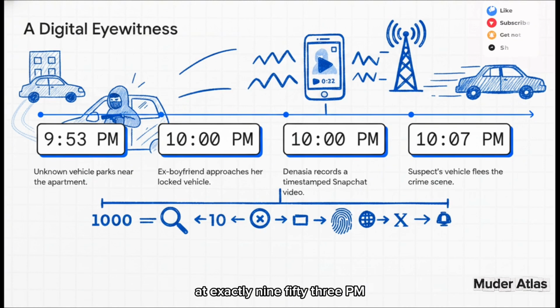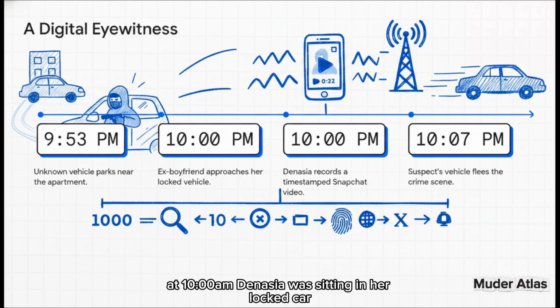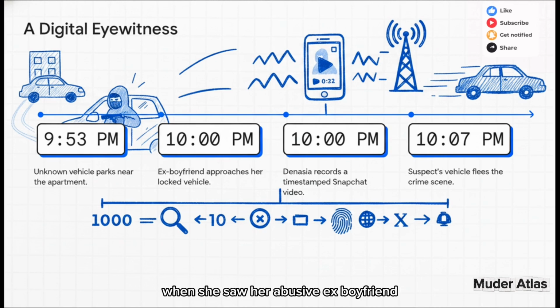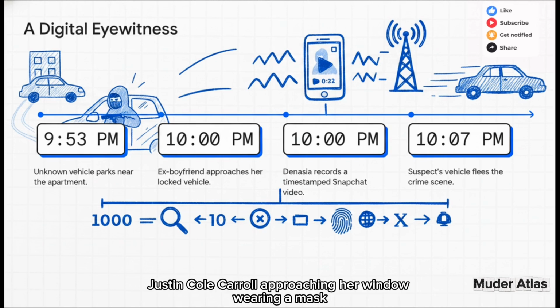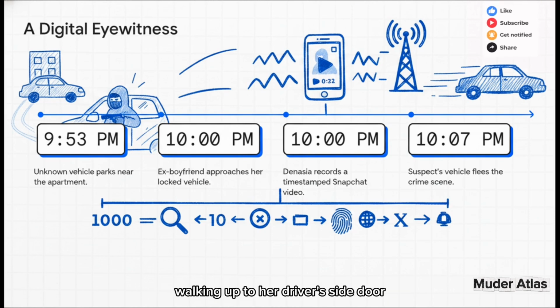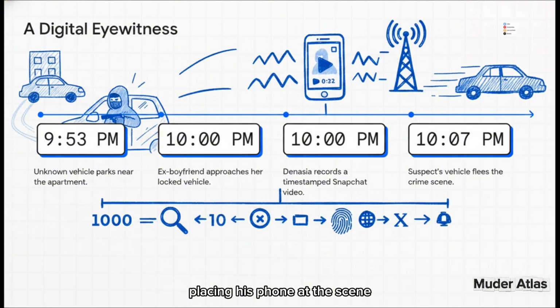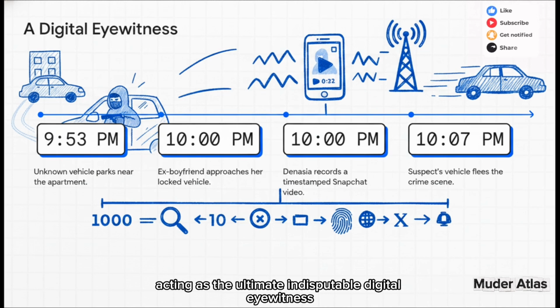At exactly 9:53 p.m., an unknown vehicle parked near her apartment. At 10 p.m., Denasia was sitting in her locked car when she saw her abusive ex-boyfriend, Justin Cole Carroll, approaching her window wearing a mask. Before he opened fire, Denasia managed to pull out her phone and record a Snapchat video of him walking up to her driver's side door. And that video was perfectly timestamped. It aligned flawlessly with the cell tower pings, placing his phone at the scene, acting as the ultimate, indisputable digital eyewitness.